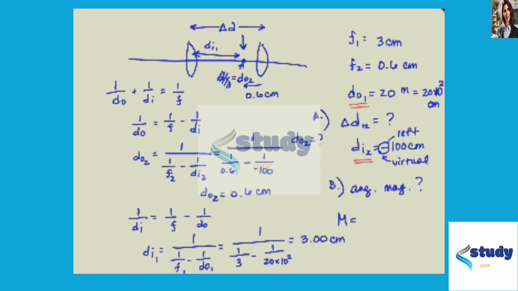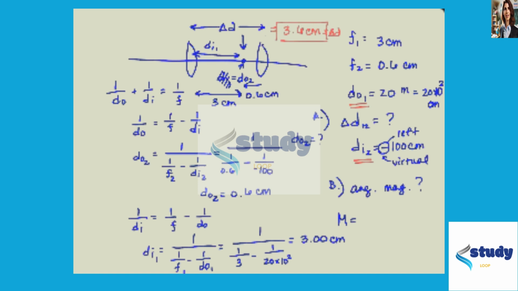That tells you that if DI1 is 3 centimeters and DO2 is 0.6 centimeters, then the total distance between these two lenses must be 3.6 centimeters. Again, that's the distance between these two lenses.